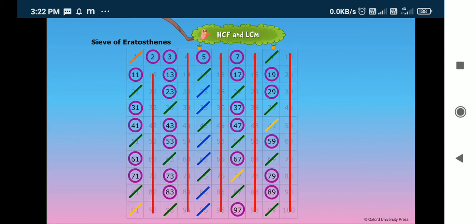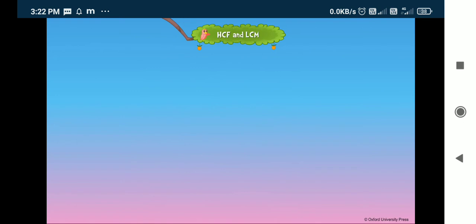Now look at the table. Numbers that are circled in purple are all prime numbers. HCF and LCM. Prime factors of a number. The factors of a number that are prime numbers are called prime factors.